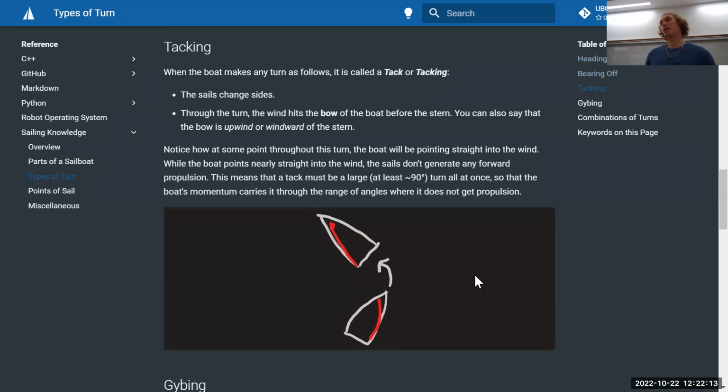So a tack is when you do a turn that makes the sail switch sides, and the bow of the boat is closer to where the wind's coming from. Oh, I should also mention the wind, it's coming from the top of the screen and blowing down in all of these diagrams. So that means the bow of the boat is closer to where the wind's coming from.